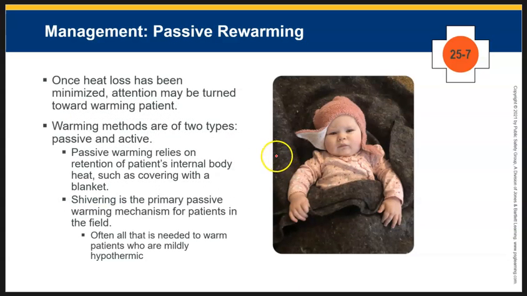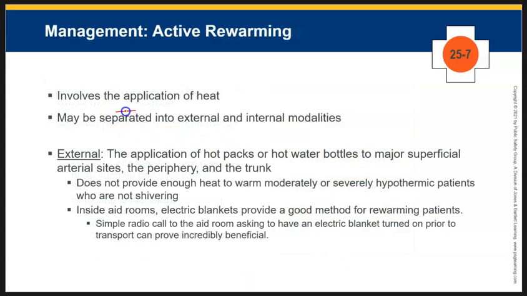Once we've really minimized the heat loss, and that allows the patient to start to warm themselves, we can look at other warming methods. So we distinguish it this way. If the patient is warming themselves, that's passive, and that happens as soon as we cover them with a blanket and their own body heat starts to be trapped and help them warm. This is accompanied by that mechanism of shivering. But we can also move to active rewarming, where we apply heat to the patient to help them warm up.